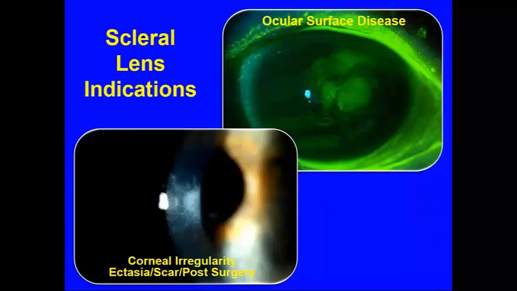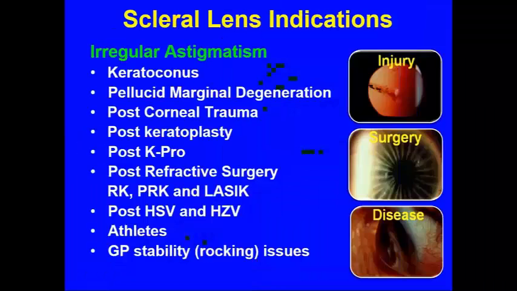Now, scleral lens designs today basically fall into 2 fitting categories. Number 1 is the obvious, that is patients with irregular corneal astigmatism where those height differentials are significant. But of course the other category is that of ocular surface disease. When it comes to irregular astigmatism, the list goes on and on.